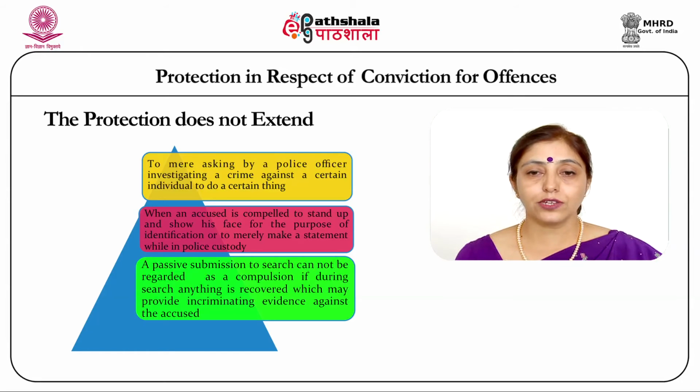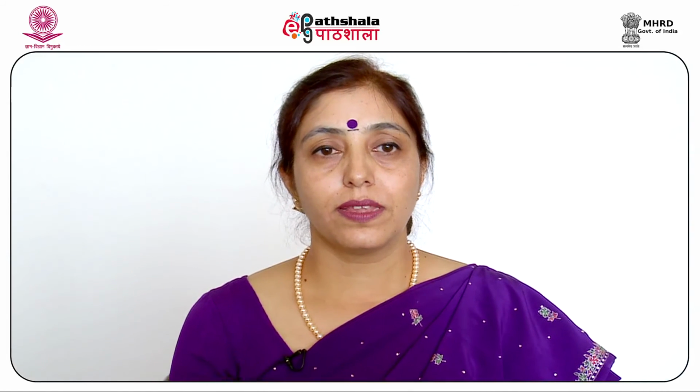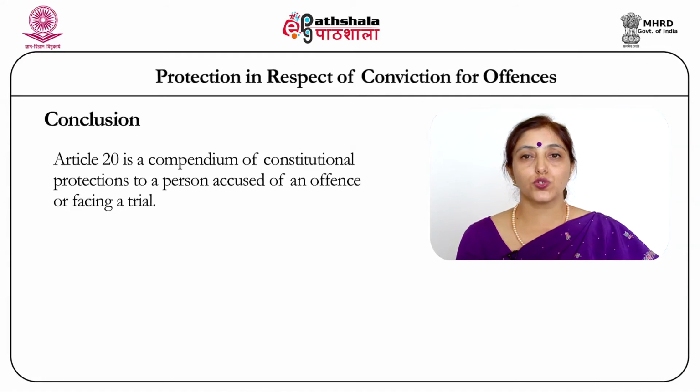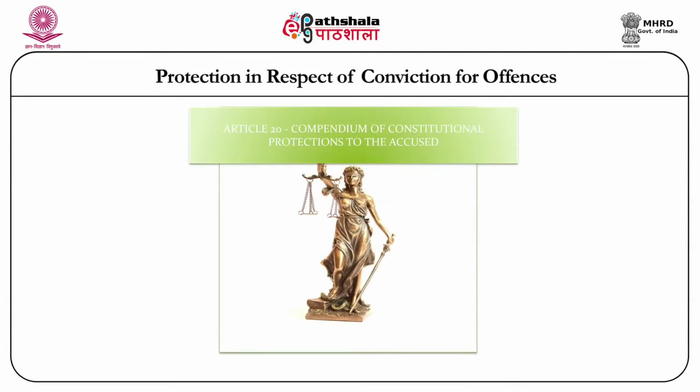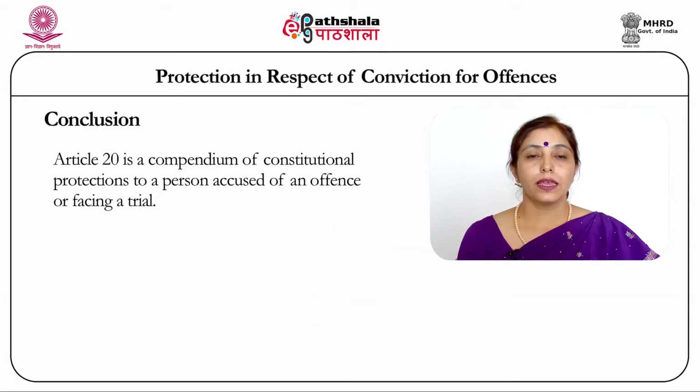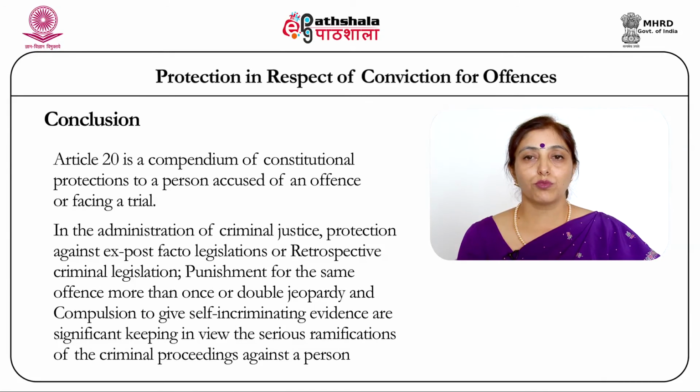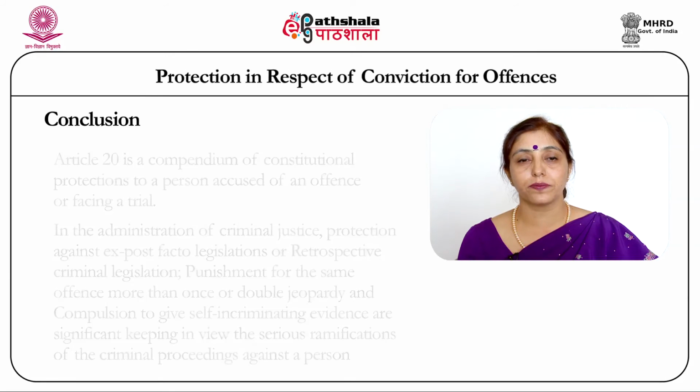It does not extend to the parties and witnesses in civil or other proceedings. It can be concluded that Article 20 is a compendium of constitutional protections to a person accused of an offence or facing a trial. In the administration of criminal justice, protection against ex post facto legislations or retrospective criminal legislations, punishment for the same offence more than once or double jeopardy, and compulsion to give self-incriminating evidence are significant, keeping in view the serious ramifications of the criminal proceedings against a person.